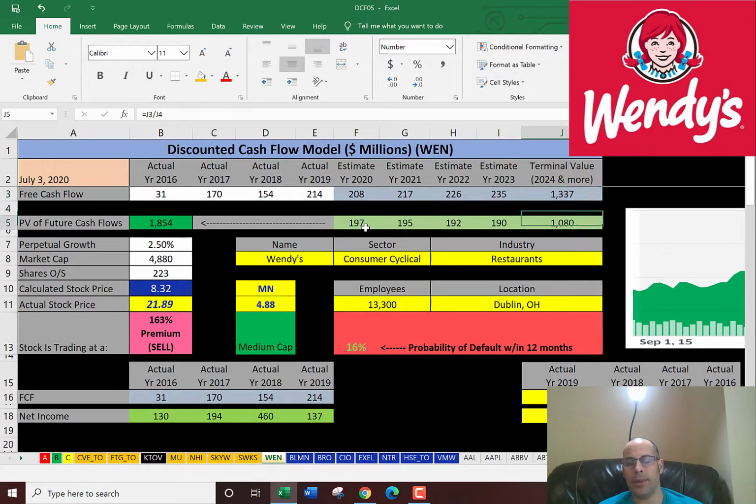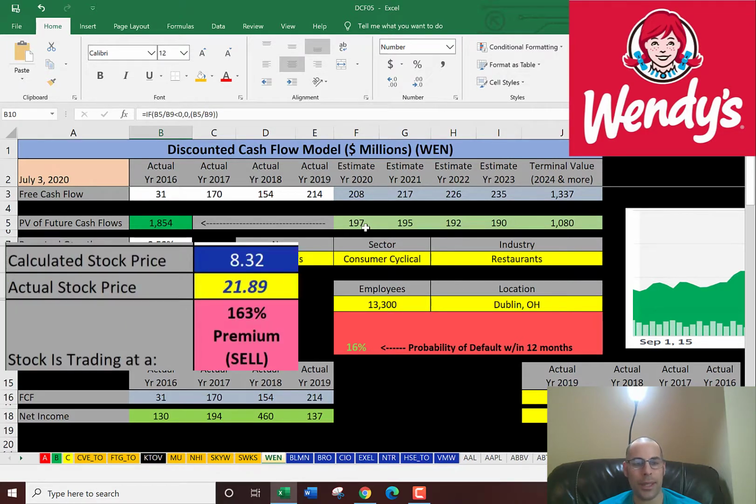We discounted those numbers back to today's values, and we get a value for the entire company of $1.9 billion. We divide that by 223 million shares. We get an intrinsic stock price of a little over $8. And they're trading about $22, so it's trading at a 163% premium. So it's a sell according to the model.